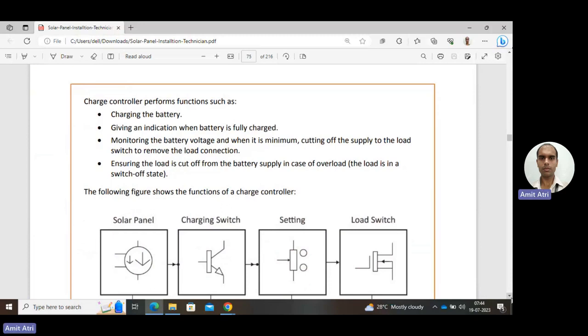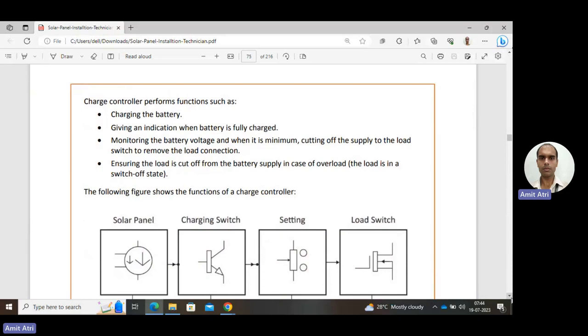The functions of a charge controller. The first one is charging the battery. Next is giving an indication when the battery is fully charged. So it will control the charging, and also it will indicate the fully charged battery. Then monitoring the battery voltage, and when it reaches the minimum, cutting off the supply to the load switch to remove the load connection.